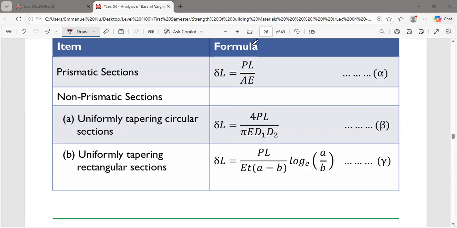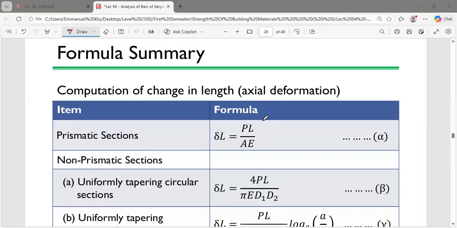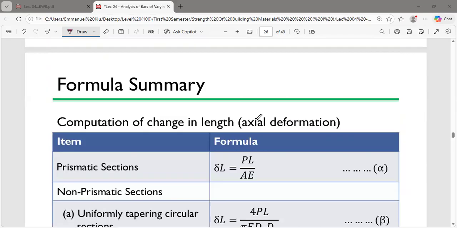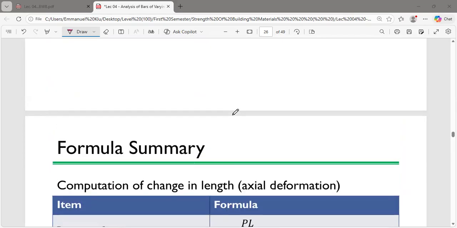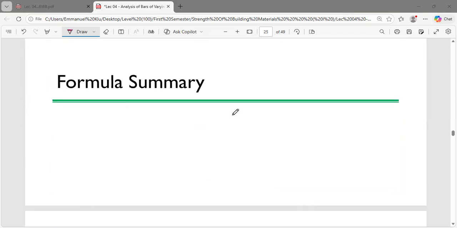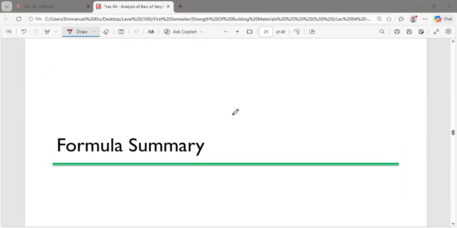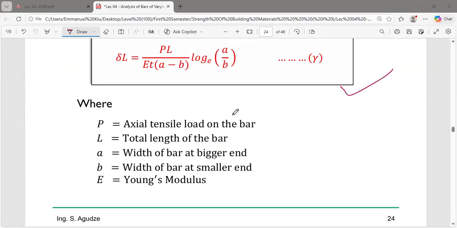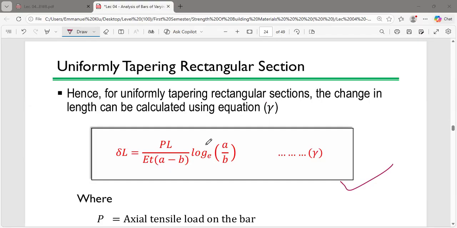Please, in the formula for the analysis of bars of uniformly tapered rectangular sections, please start from the log e. It is a standard that is being tested in the lab to be able to use to calculate the total change in length of a bar that is tapering rectangularly. That's where that is coming from.